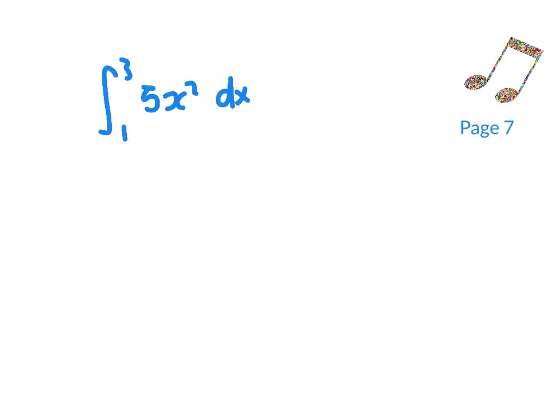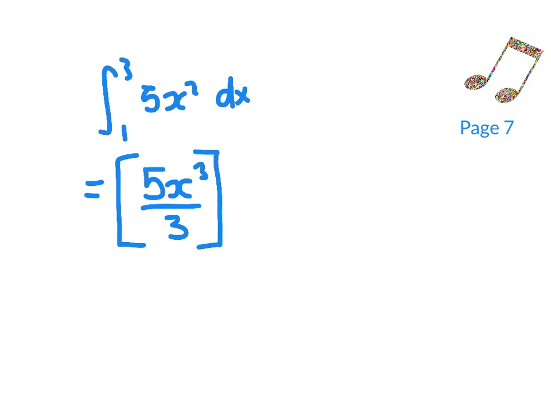Our first example is on page 7, and we're asked to integrate 5x squared with respect to x between the values of 3 and 1. So the first thing I'm going to do is the integration. I'm increasing the power by 1 and dividing by the new power. Now at this point I'm using square brackets because I've integrated but I haven't yet substituted. And on the square brackets I'm popping my upper and lower limit.